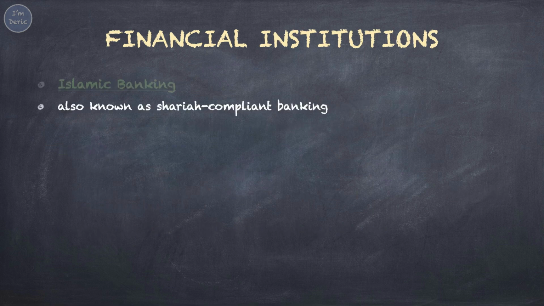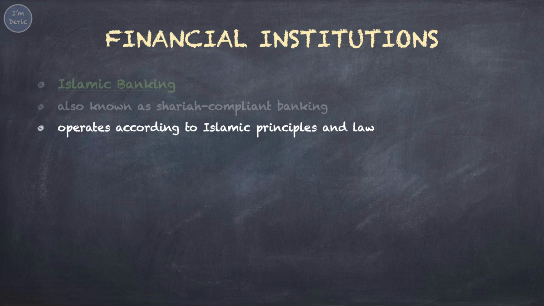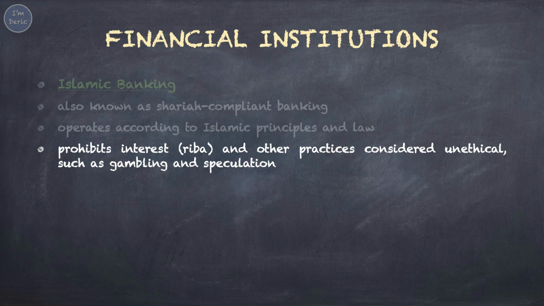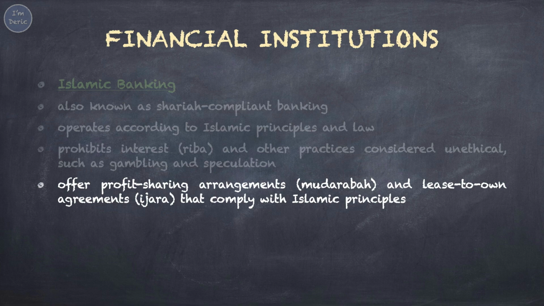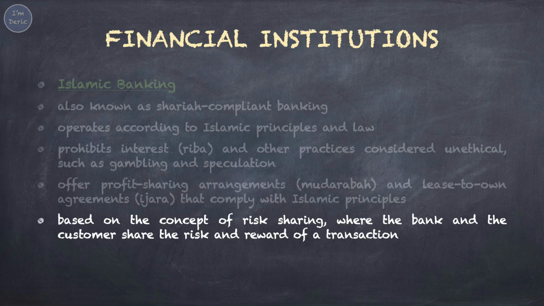Islamic banking is also known as Sharia-compliant banking. This type of banking operates according to Islamic principles and law, which prohibits interest, or riba, and other practices considered unethical, such as gambling and speculation. Instead, Islamic banks offer profit-sharing arrangements, or mudarabah, and lease-to-own agreements, or ijara, that comply with Islamic principles. Islamic banking is based on the concept of risk-sharing, where the bank and the customer share the risk and reward of a transaction.